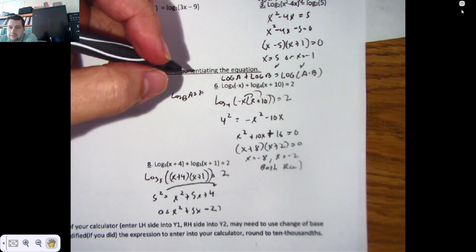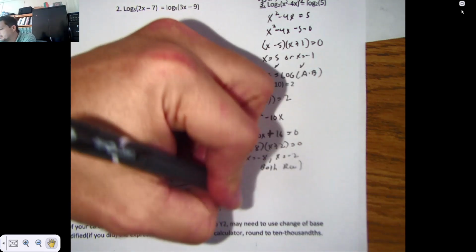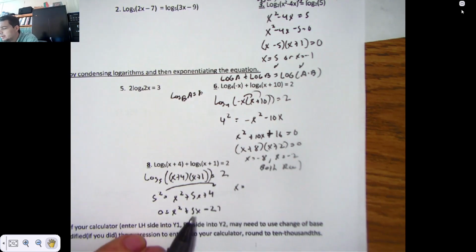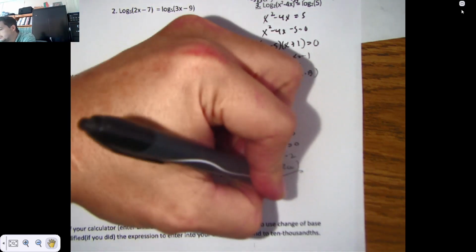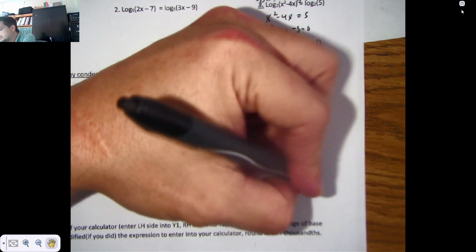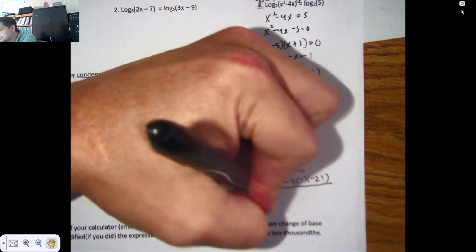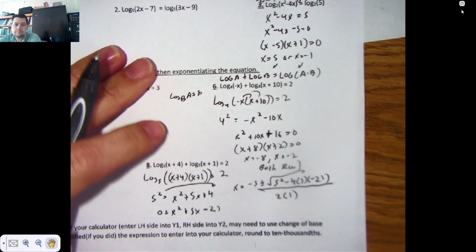0 is x squared plus 5x, and 4 minus 25 is negative 21. Now factors of 21 are going to be 7 and 3. Nothing's going to add to a 5, so I'm going to have to do the quadratic formula. Opposite b plus or minus square root of b squared minus 4 times a times c, all sitting pretty over twice a.